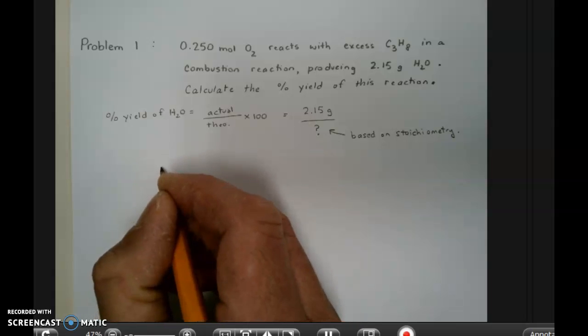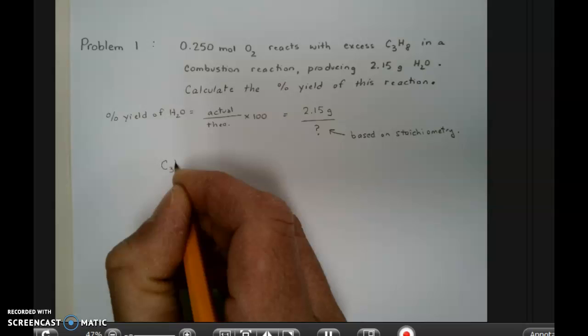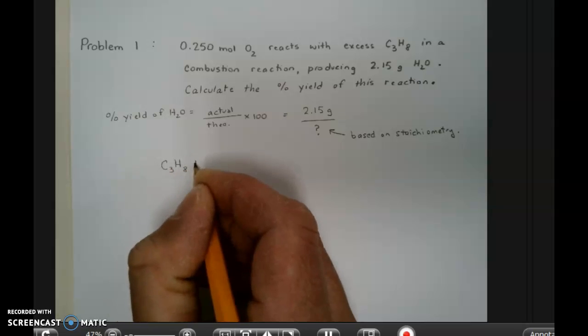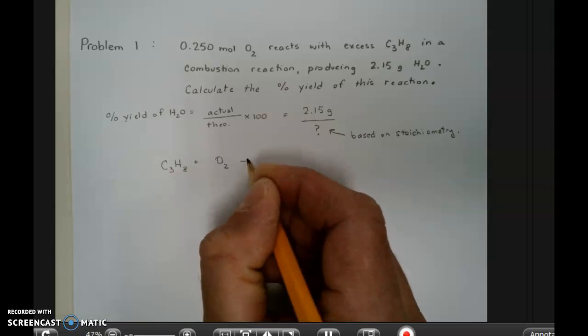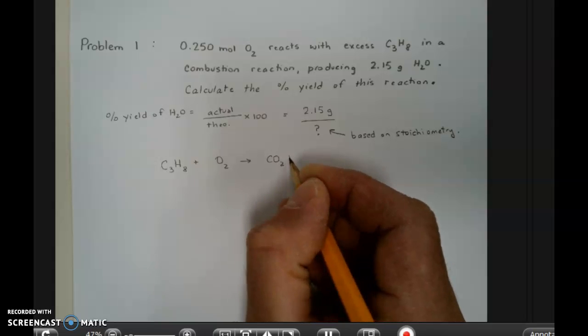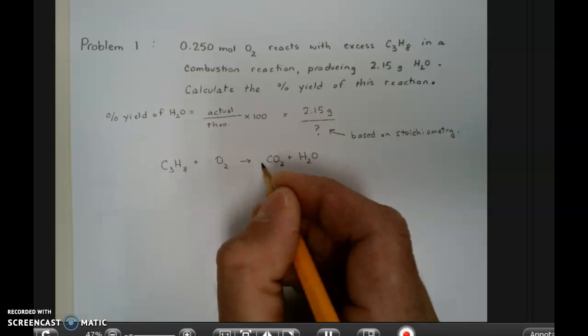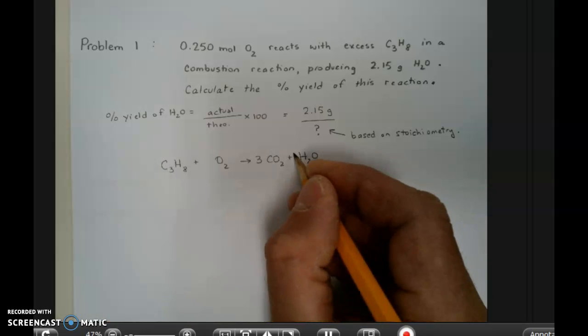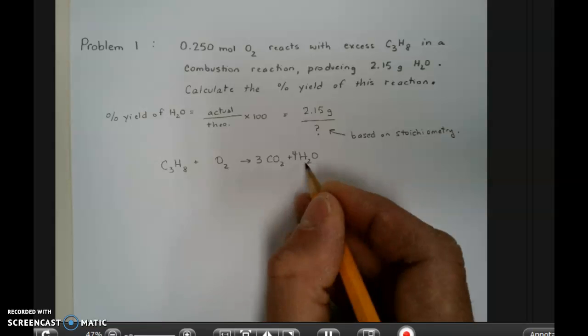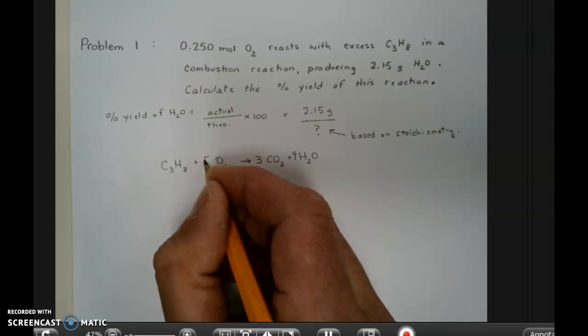So first, our balanced equation, right? C3H8 plus O2 makes CO2 and H2O. I'll balance it. I see 3 carbons. I'll put a 3 here. I see 8 hydrogens. I'll put a 4 here. Adding up these oxygens, it adds up to 10. So that's 5 there.